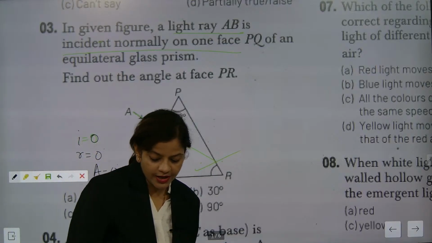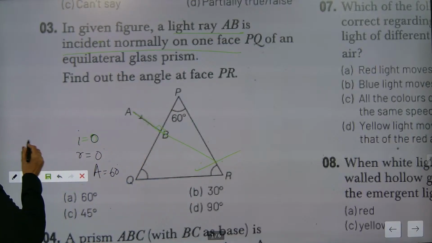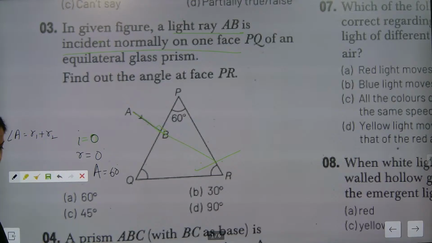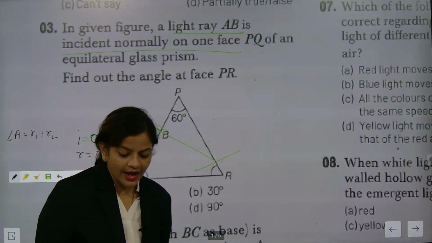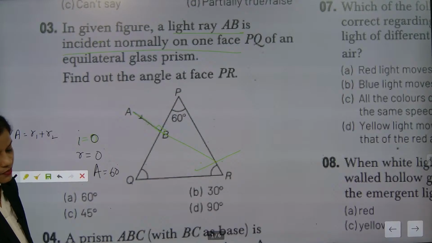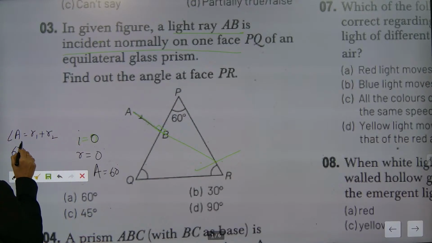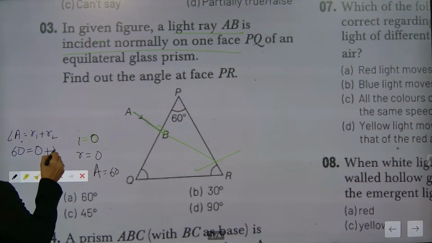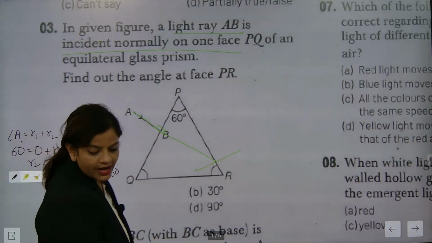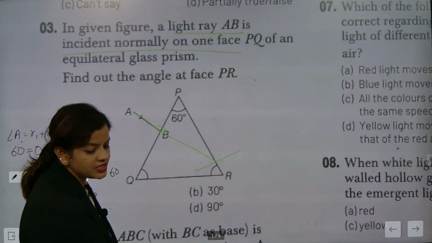That one formula is that the angle of the prism is equal to R1 plus R2. You need to remember this one. Angle of prism is equal to R1 plus R2. So refracted angle will be there. So angle of prism is 60 degree, refraction angle is 0 plus R2. So R2 is equal to 60 degree. So whatever angle will be forming, it will come out with 60 degree.